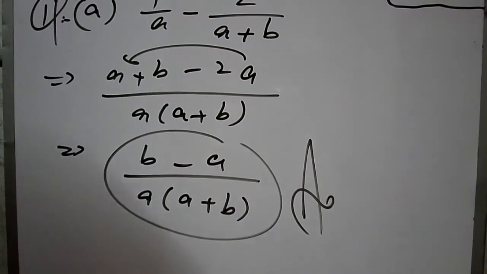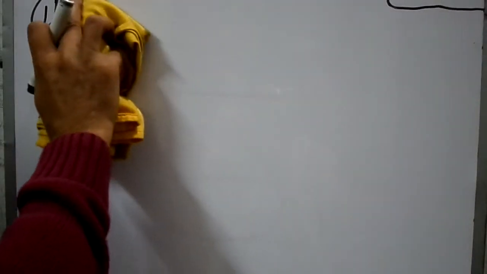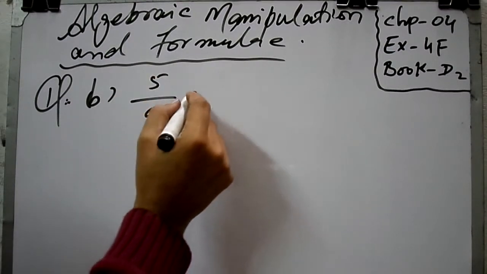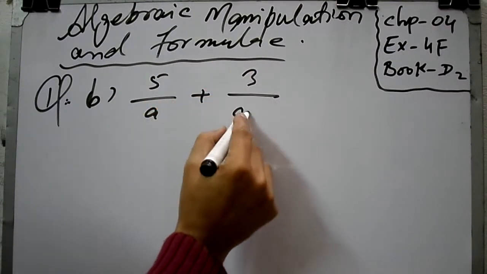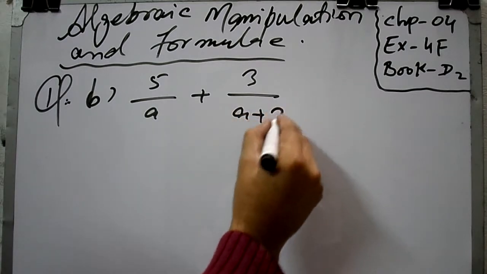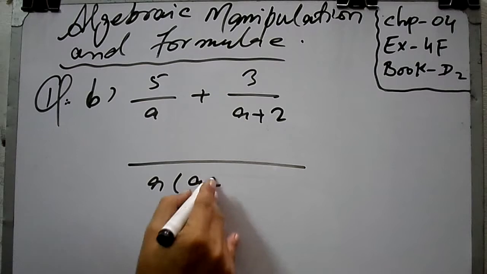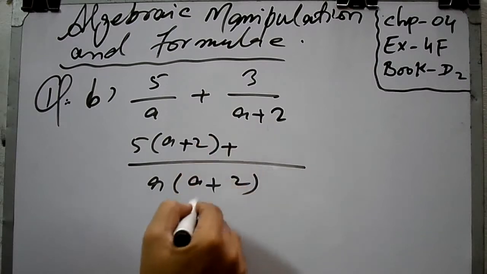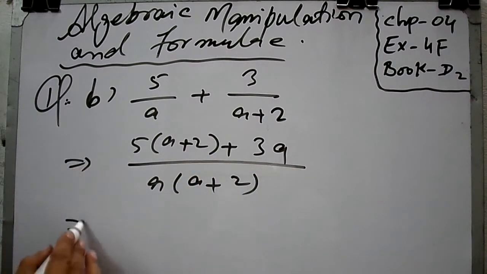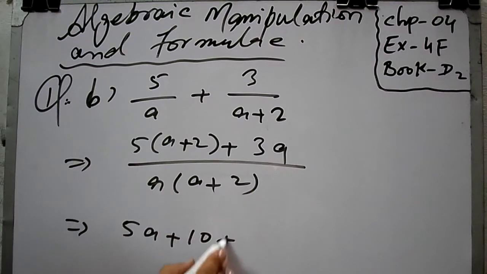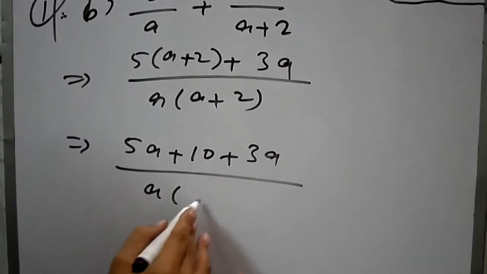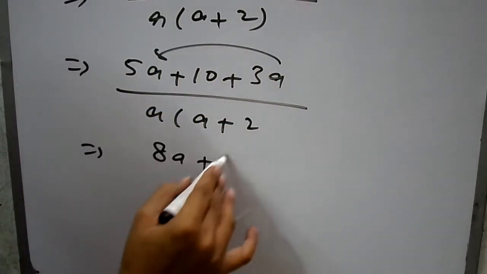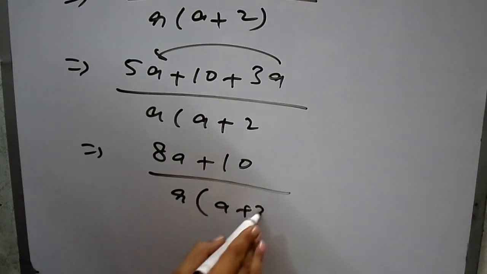In B part you can see here, that is 5 by A plus 3 by A plus 2. So once again, by taking LCM, 5 into A plus 2 plus 3A. So that is your result, 5A plus 10 plus 3A divided by A into A plus 2. Similar terms will be added, that is 8A plus 10 over A into A plus 2.